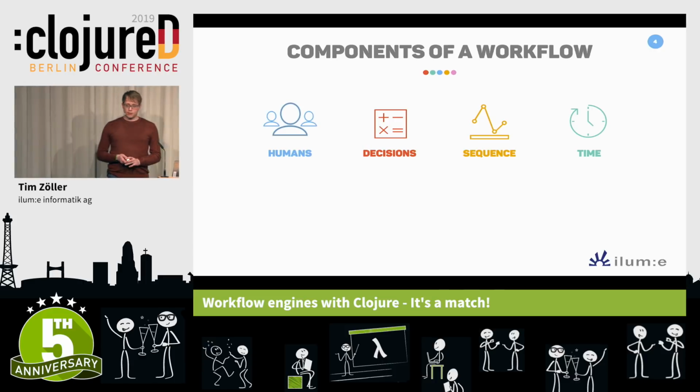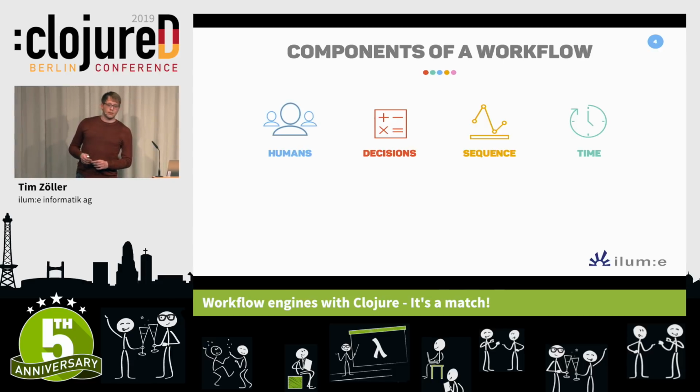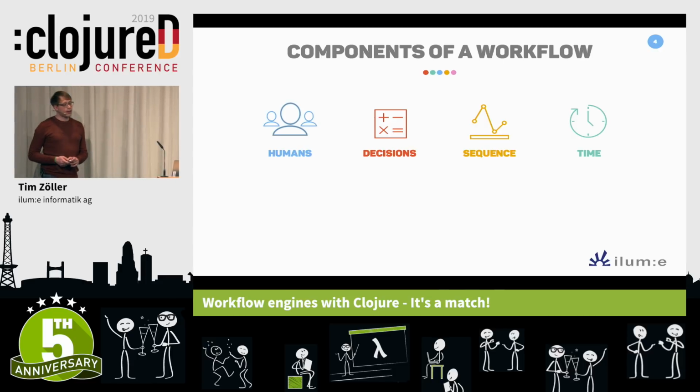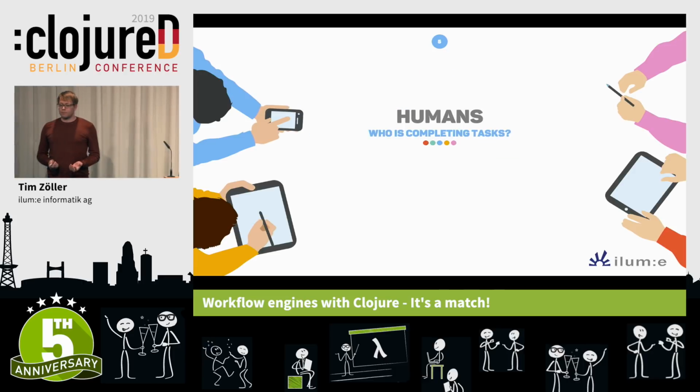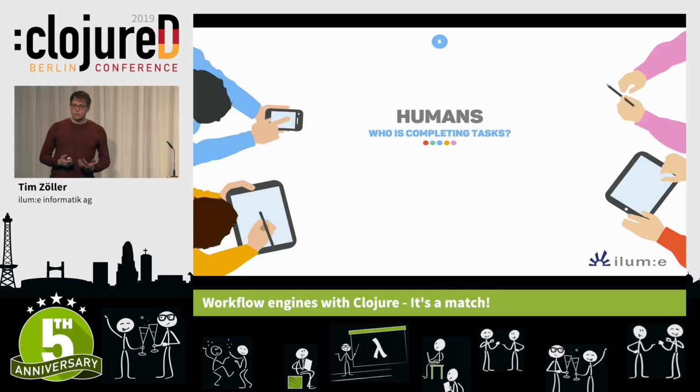Those are not all properties. It's firstly humans, it's decisions, it's the sequence of tasks, and it's time. So humans is, I think, pretty self-explanatory. We have real people who need to interact with our software. And I think this is often the main focus of software, that people have to use it.